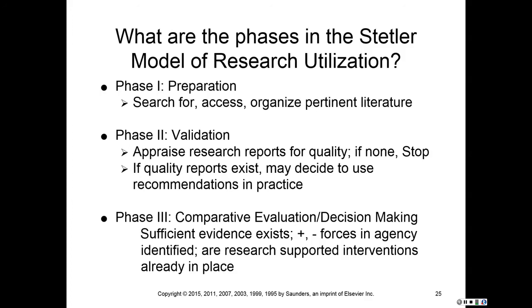Phase 3 is comparative evaluation decision making. The researcher or the research team or the nursing unit team finds sufficient evidence existing. They examine the positive and negative forces in the agency, forces that would encourage or discourage implementation of a particular practice based on research, and they ask whether or not research-supported interventions are already in place.